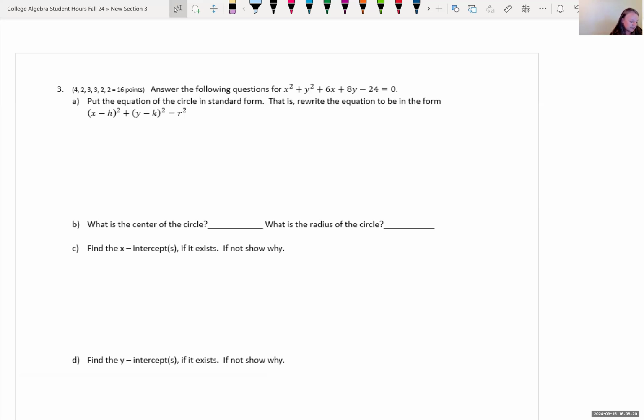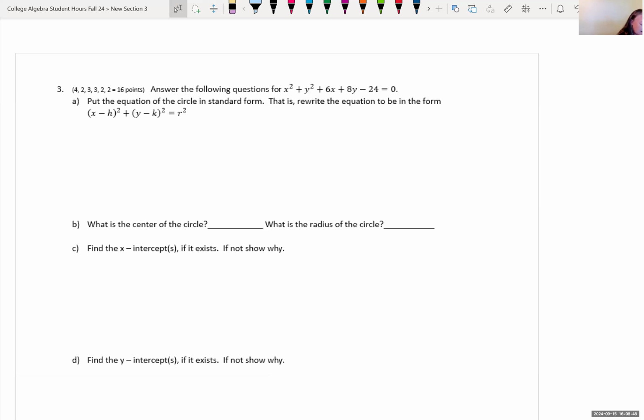Next question says, answer the following questions. For x squared plus y squared plus 6x plus 8y minus 24 equals 0, put the equation of the circle in standard form. That is, rewrite the equation to be in the form x minus h quantity squared plus y minus k quantity squared equals r squared. Okay, so I notice I have a perfect square for my x terms, a perfect square for my y terms. So what I want to do is group my x terms together, group my y terms together, and get the constant on the other side.